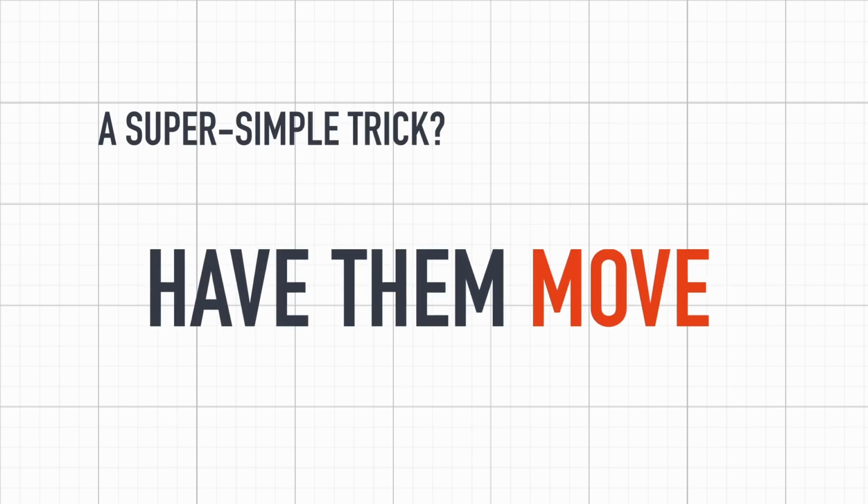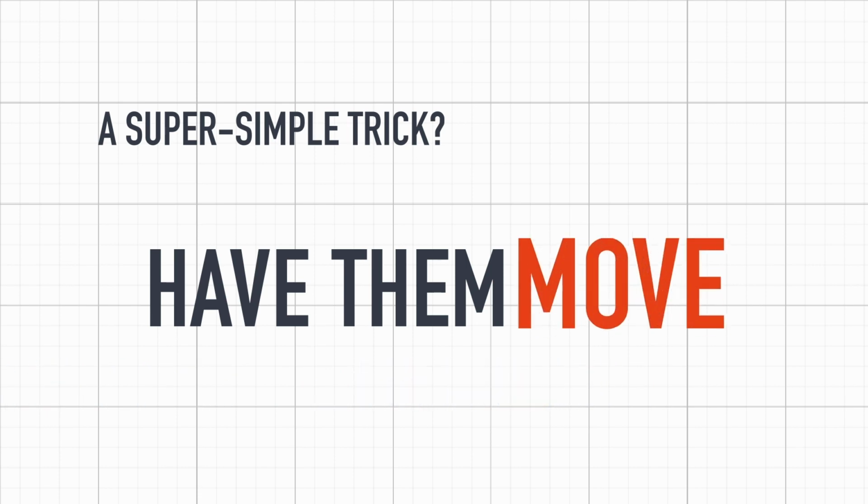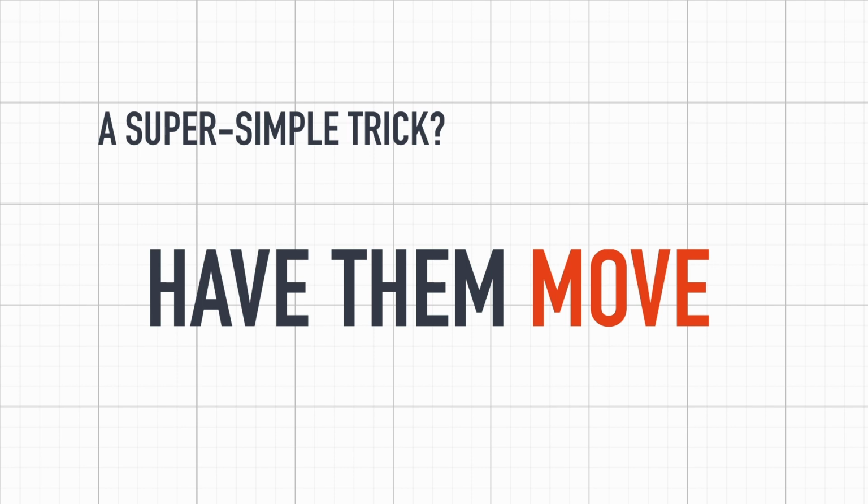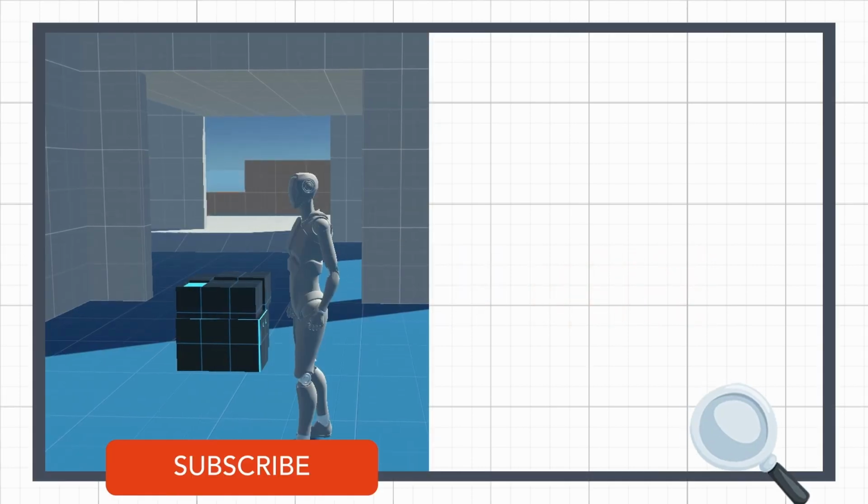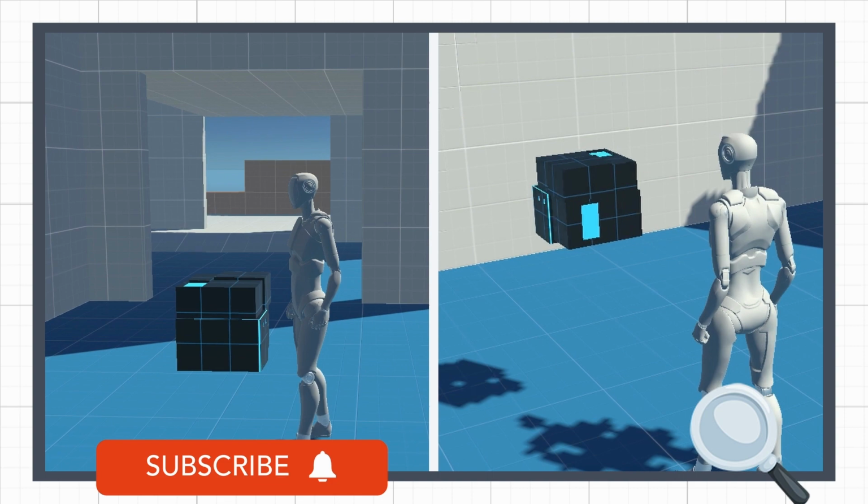Have them move. It seems almost too basic, but it's true. Our eyes are just caught by anything that jiggles or pops or jumps. So today, let's have a quick look at how to give your collectibles a bit of life by animating them.